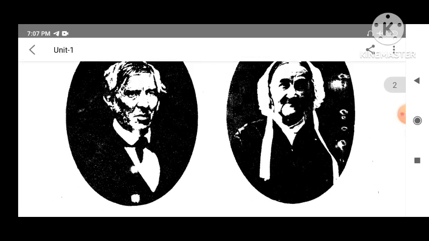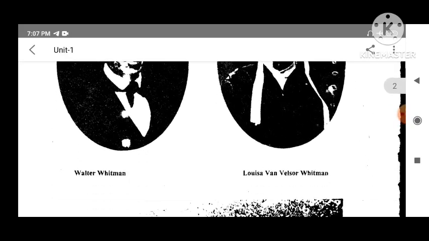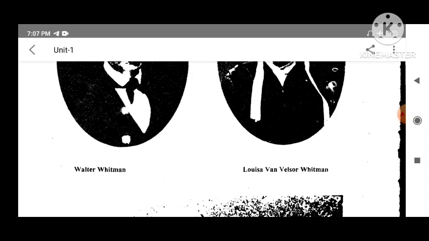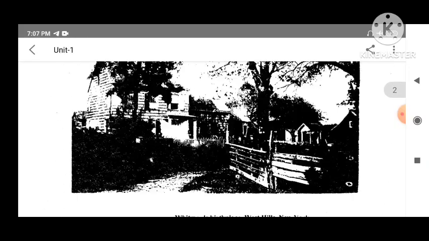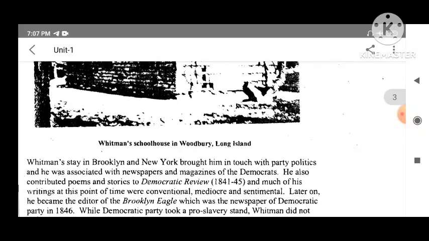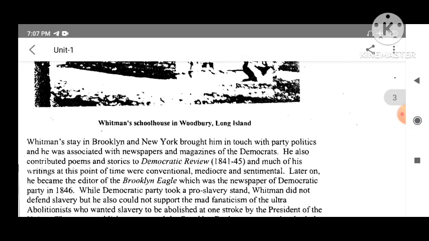So here is a picture of Walt Whitman and Louisa Van Velsor Whitman. Whitman's birthplace, West Hills, New York. Then in the background, Whitman's schoolhouse in Woodbury, Long Island.